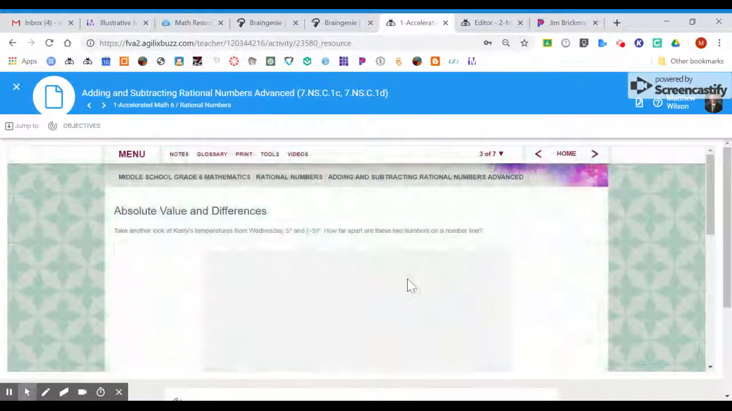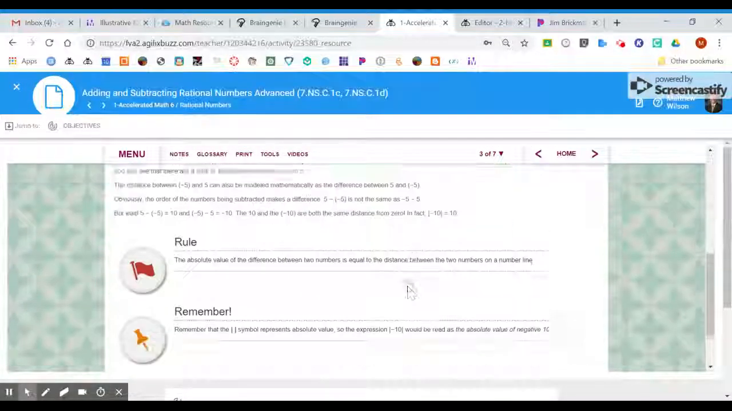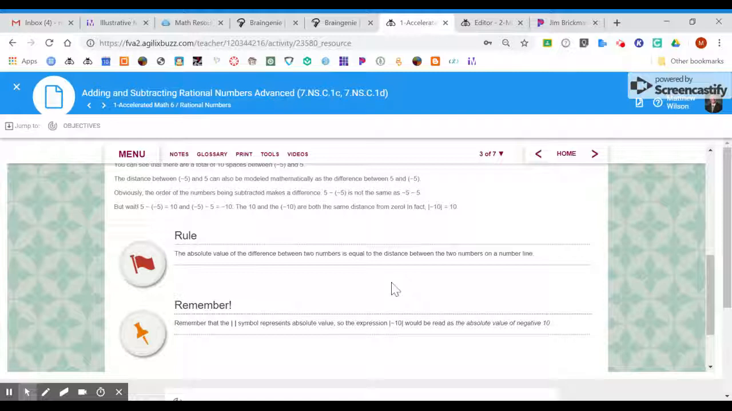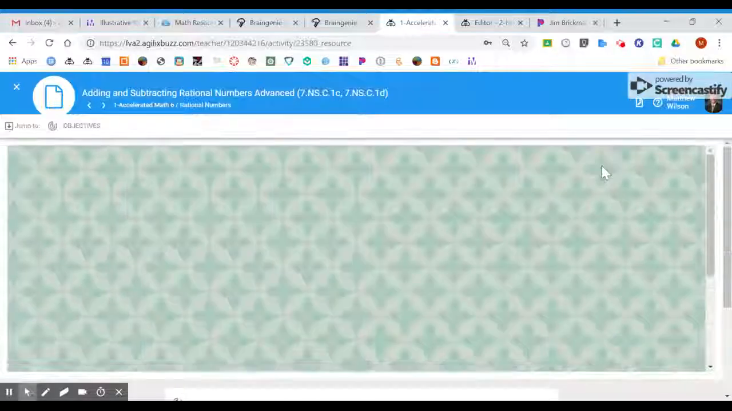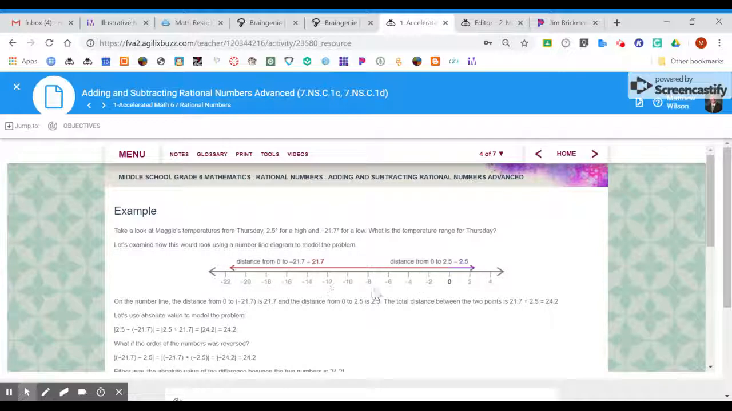You'll also have some rules. You can think of absolute value as something that can be used to find the distance between two numbers on the number line. So be thinking about how you can find the distance between -2 and +10. Well, there are different ways to do that, but thinking of absolute value is another way to do that as well. And that's an example right here using absolute value, finding the distance between -22 and 2.